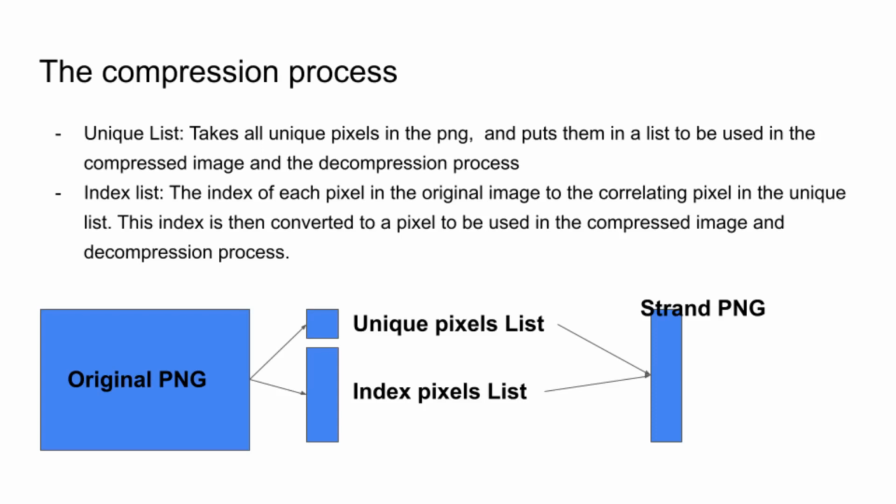The unique list is the list of all unique pixels in the image. These pixels will be used in the compressed image, or strand, at the beginning. These unique pixels are needed for the use of the index pixels. The index pixels are the image, because there are an equal number of index pixels to pixels in the original image. These index pixels are converted from pixels to integers. After decompression, these integers are used to find the correlating unique pixel in the unique pixel list. Then the program puts the image back together in the same way it was before.